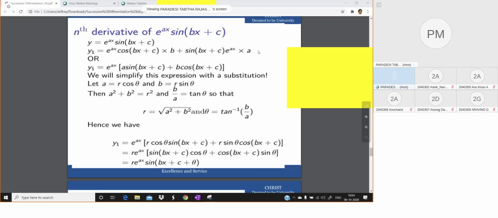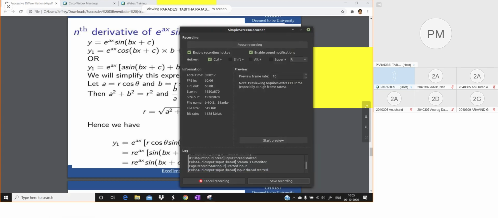function multiplied to a trigonometric function. So start with y is equal to e power ax into sine bx plus c. Okay, so we find the first derivative. It is slightly more complex than what we have dealt with before. So we go for a substitution.